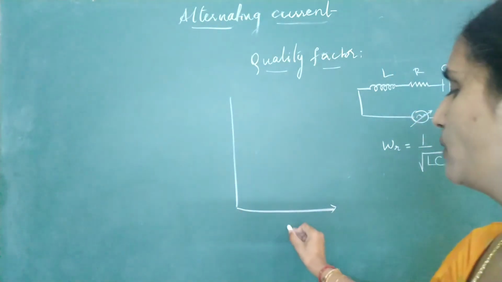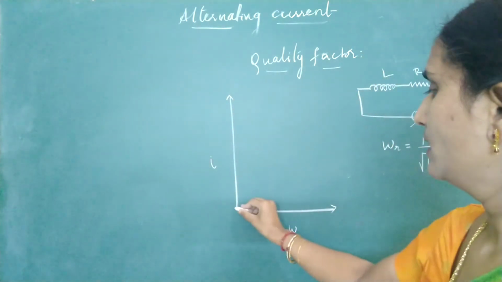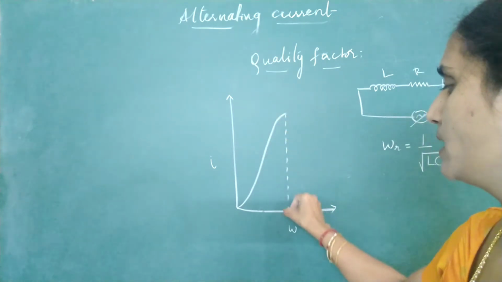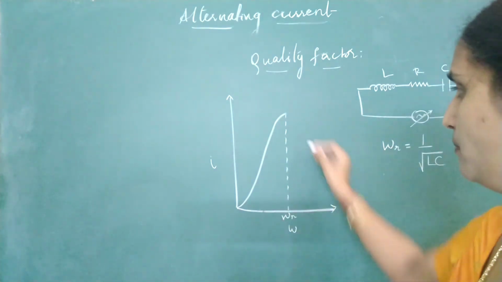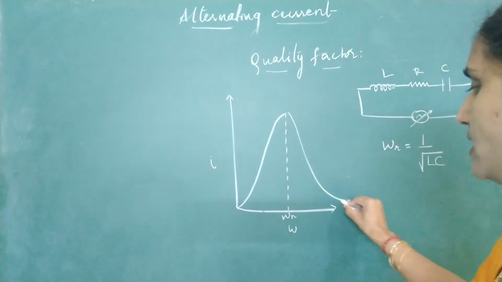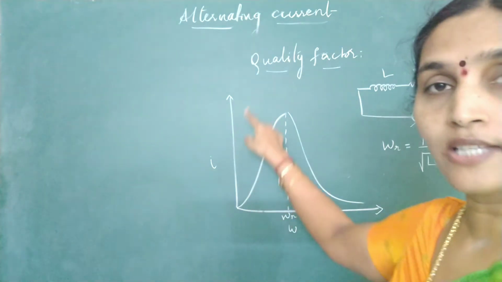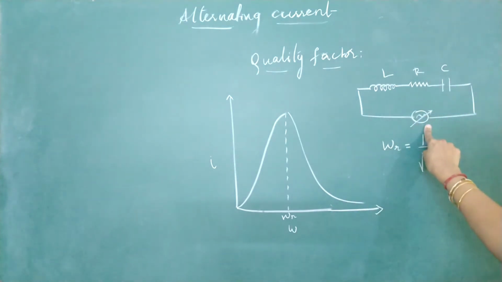What was the nature of the omega versus current graph? It was increasing to a peak value. It reaches maximum at a particular frequency called the resonating frequency. Beyond this, it again decreases and becomes zero at infinity. So this was the nature of the I versus omega graph, where omega is the frequency of your input signal.